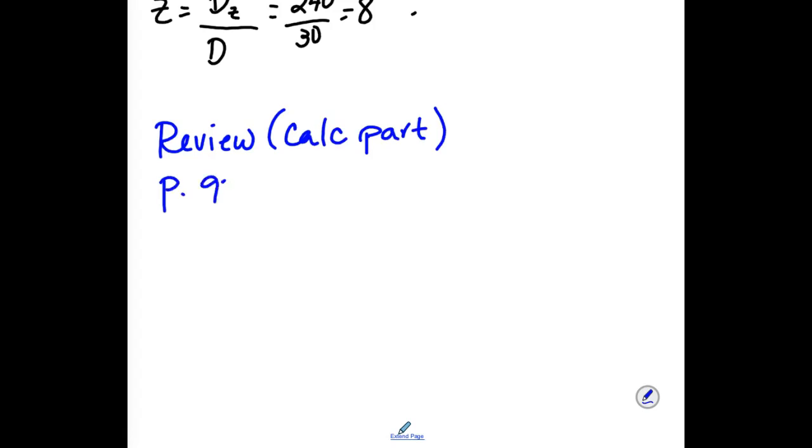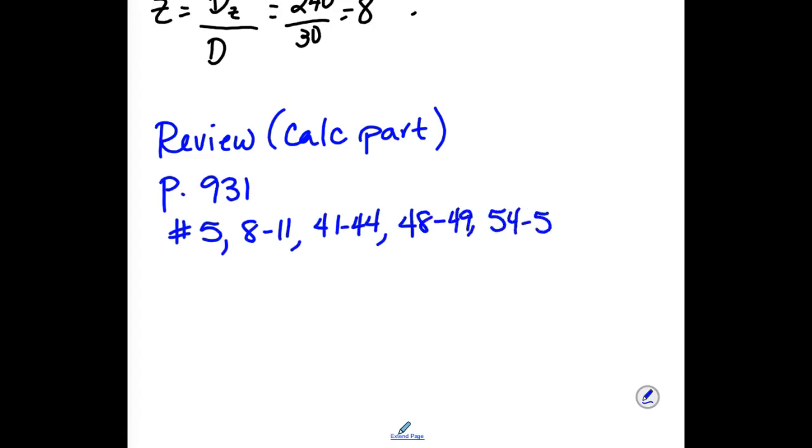All right, so for your review, this is the calculator part. Page 931, you are going to do questions 5, 8 through 11, 41 to 44, 48 and 49, and 54 and 55. You are allowed to use your calculator, but again, what I've shown you in our notes today should help you see what kinds of work you would need to show on your test.